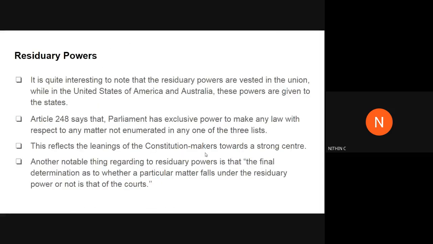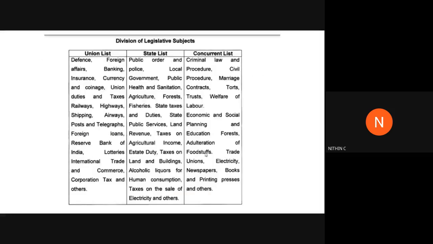Then residuary powers. Residuary powers means നമ്മളിപ്പം ഈ ലിസ്റ്റിൽ ഇങ്ങനെ ഡിവൈഡ് ചെയ്തിട്ടുണ്ട്. യൂണിയൻ ലിസ്റ്റ്, സ്റ്റേറ്റ് ലിസ്റ്റ്, കൺകറന്റ് ലിസ്റ്റ് എന്നൊക്കെ പറഞ്ഞ് നമ്മൾ ഡിവൈഡ് ചെയ്തിട്ടുണ്ട്. Like some 99 subjects will be there in union list. ഇപ്പൊ 97 ആണ്. 97, 61, 51 അങ്ങനെ അത്രയും നമ്പർ ഓഫ് സബ്ജക്ട്സ് നമ്മൾ ഡിവൈഡ് ചെയ്തിട്ടുണ്ട്.